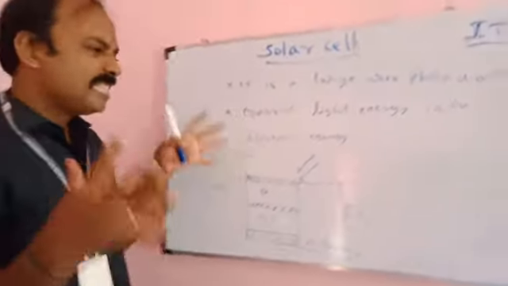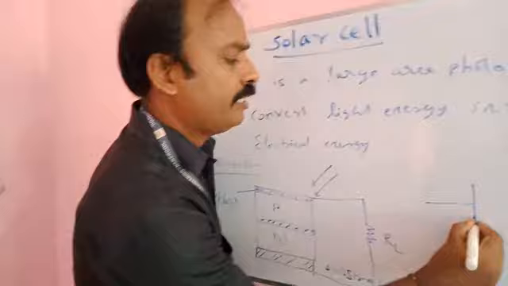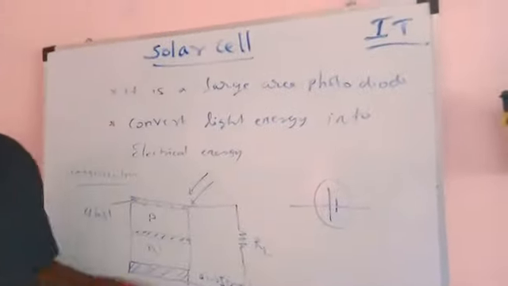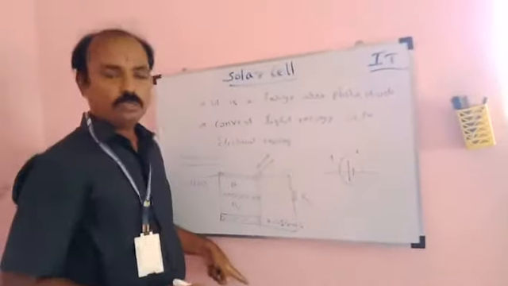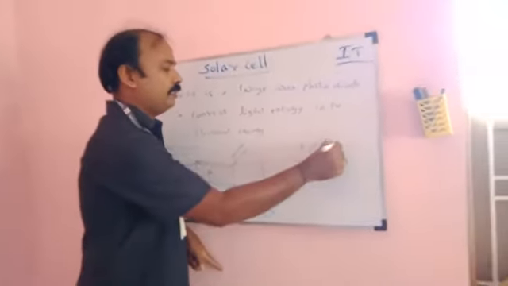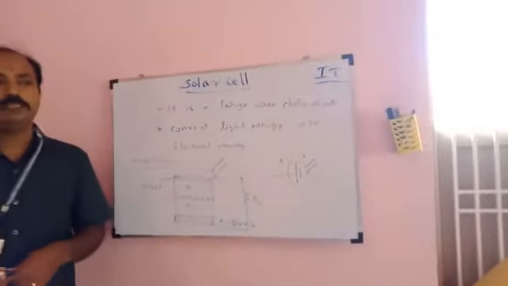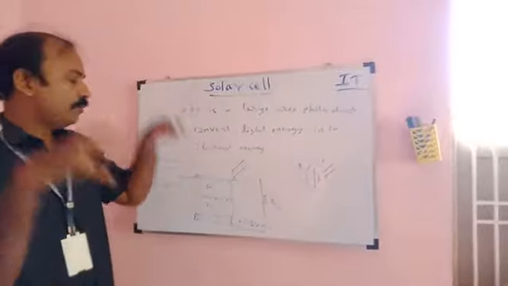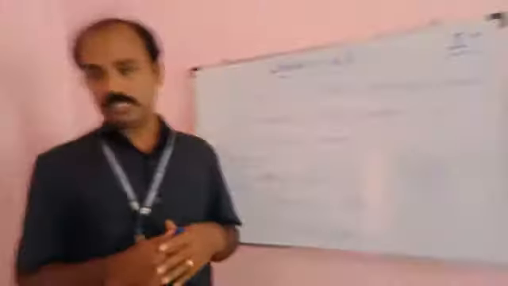Then what about the symbolic representation of a solar cell? This is the symbolic representation of a solar cell. One anode, one cathode, then a light energy. This arrow indicates that the incident light falls on this particular one. So this is the basics of the solar cell.